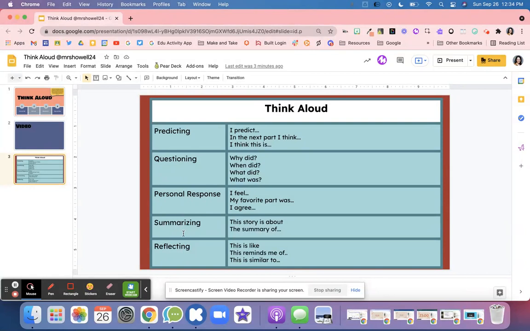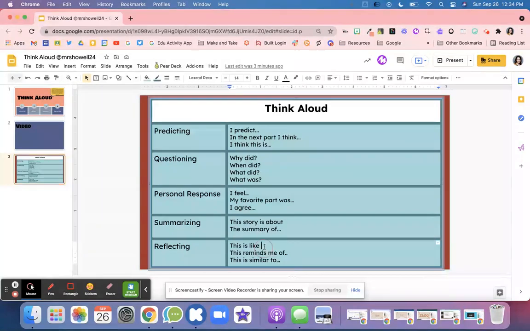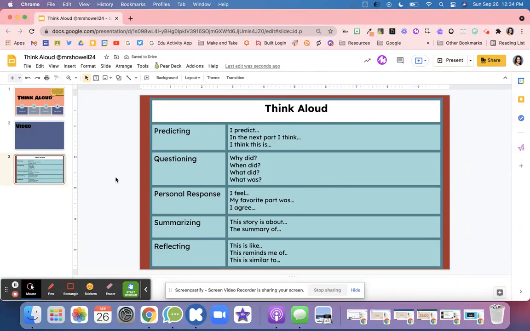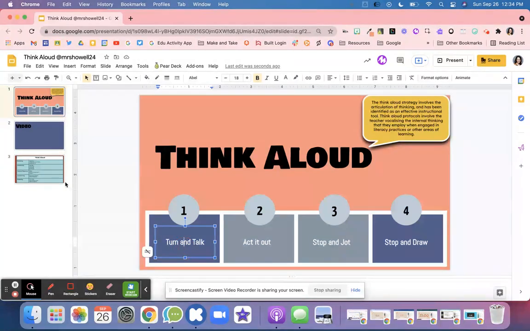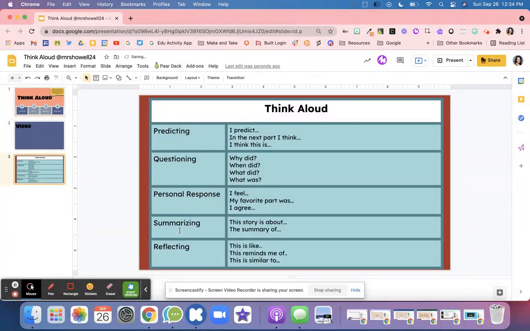Questioning, personal response, summarizing, reflecting, and all of these different sentence stems can really help you and your students begin to understand how to organize their thoughts as they're learning. And again, you could use these, or you can help your students as they're doing maybe a turn and talk, and they could use these as well. So again, using think alouds are a really high impactful instructional strategy.